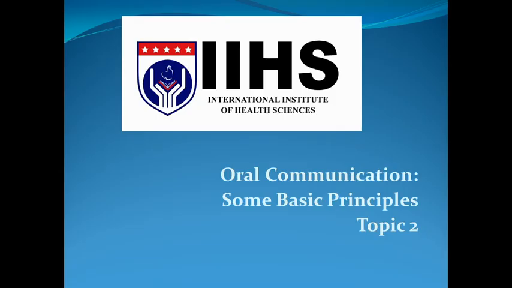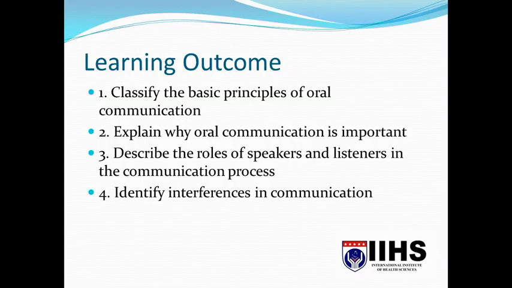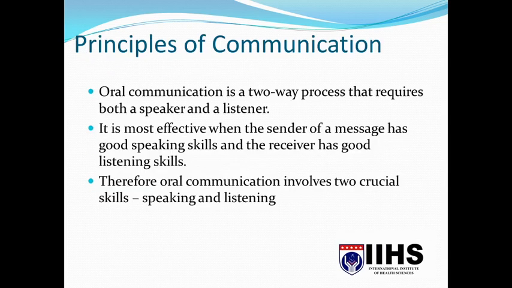Then the second topic deals with some basic principles. The learning outcomes are: classify the basic principles of oral communication, explain why oral communication is important, describe the roles of speakers and listeners in the communication process, identify interferences in communication. So what are the principles of communication? First, oral communication is a two-way process that requires both a speaker and a listener. It is most effective when the sender of a message has good speaking skills and the receiver has good listening skills. That means two skills are involved in communication, that is speaking and listening.